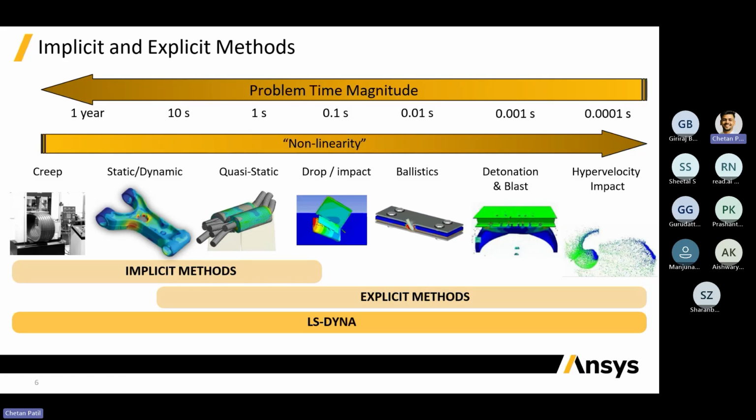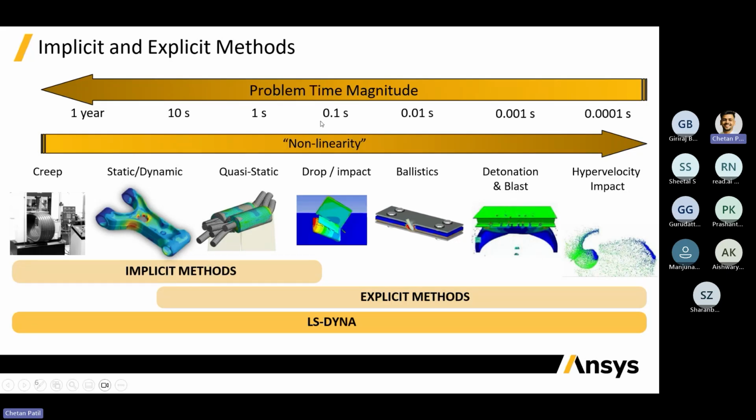Ballistic simulations are there. Ballistics usually have a very high amount of material non-linearity, and these simulations are supposed to be solved with the explicit method, because the explicit method allows even material removal, and short duration events are also supposed to be solved with the explicit method. Then detonation and blast are there, and even hypervelocity impact analyses. Those can be solved with your explicit method itself.